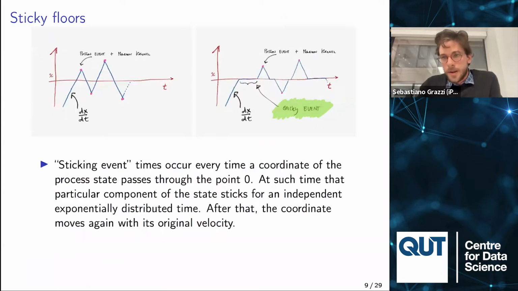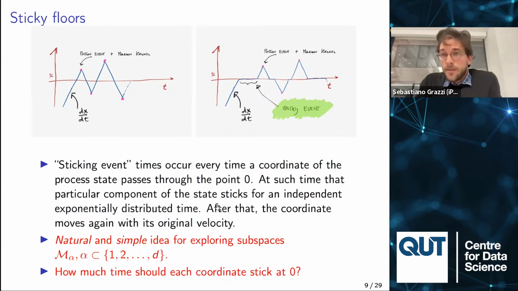Right, and the idea we came up with is pretty simple. You look at every coordinate. Every time one coordinate passes through 0, it sticks at 0 for some random time. And after that, the coordinate is released and continues its motion. This is the simple idea. If you do it for every coordinate, then you can explore the subspaces that we wanted to explore. What we still have to understand is how much time the coordinate should stick at 0.